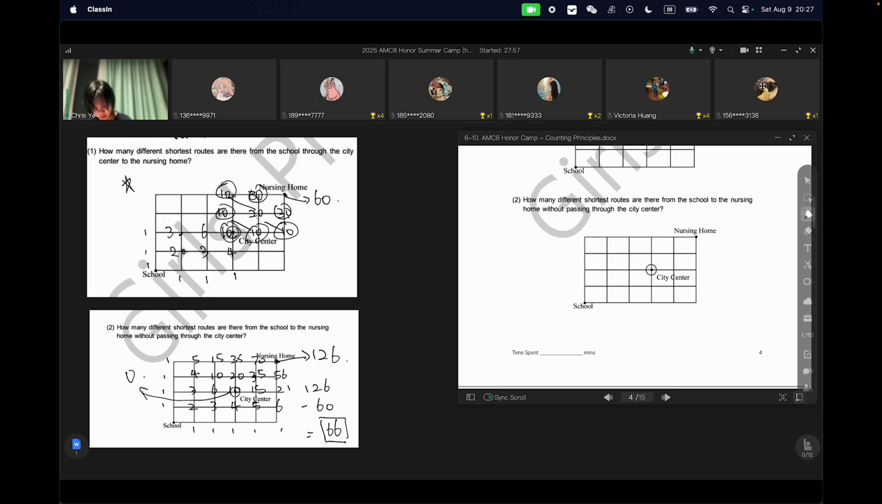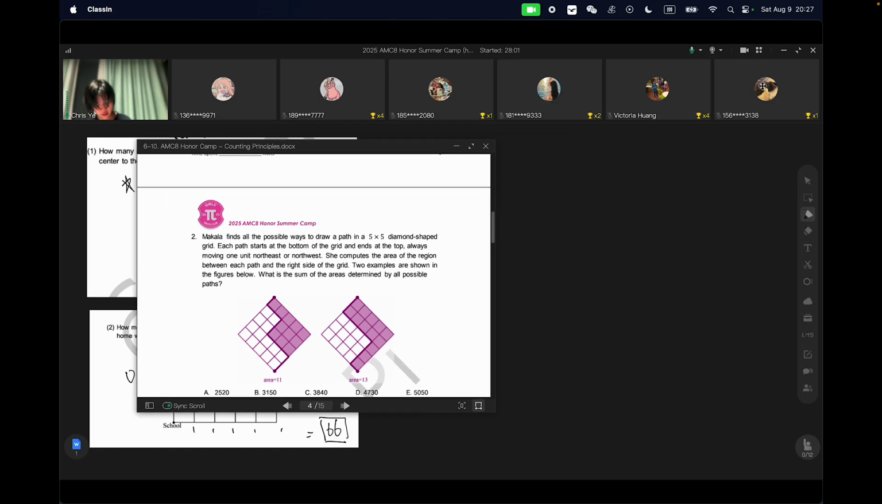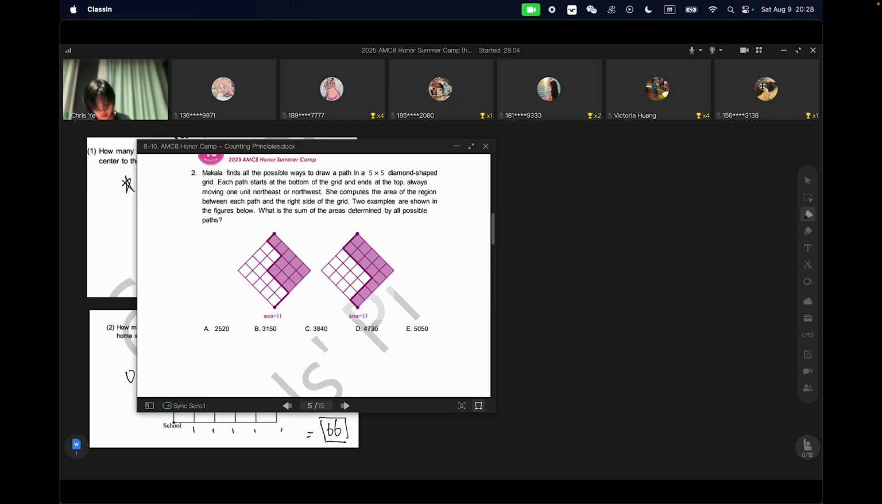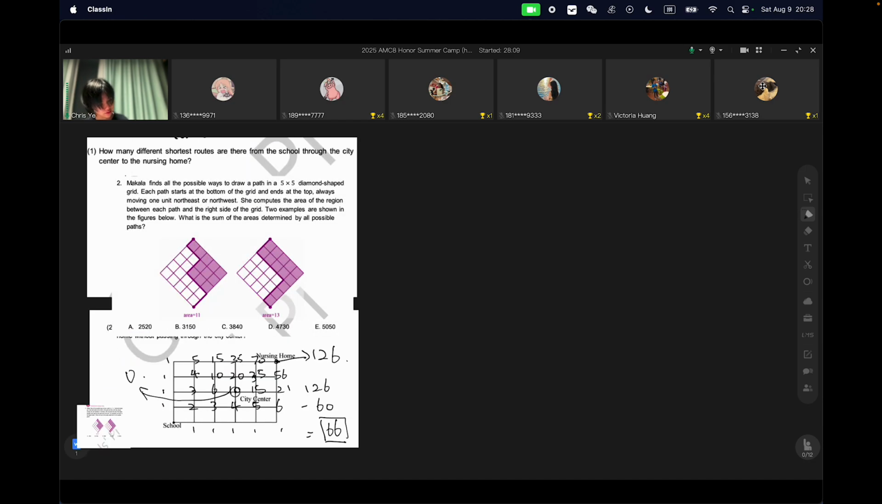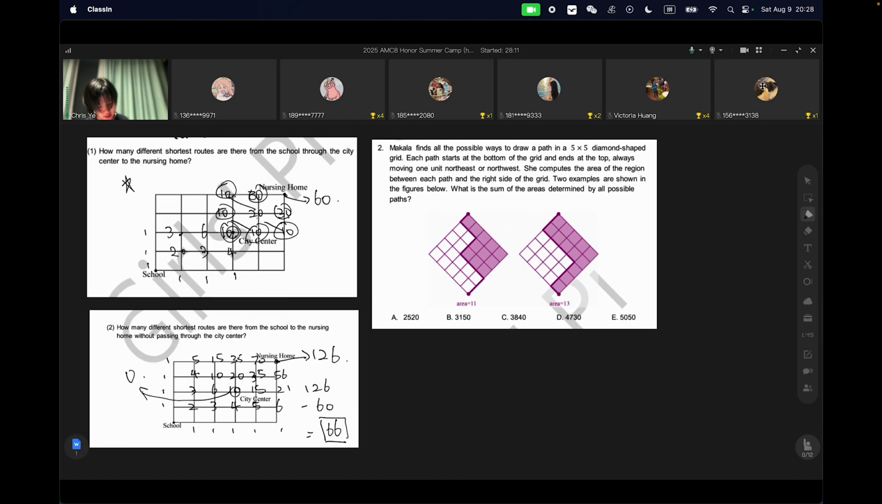Now let's move on to our next one. This one's a little bit harder, but I'll isolate it. It's actually the last problem on the AMC 8 for this year. Basically what it says is that there's a girl called Michaela who finds all the possible ways to draw a path in a 5x5 diamond-shaped grid. Each path starts at the bottom of the grid and ends at the top, and it will only move 1 unit northeast or northwest.